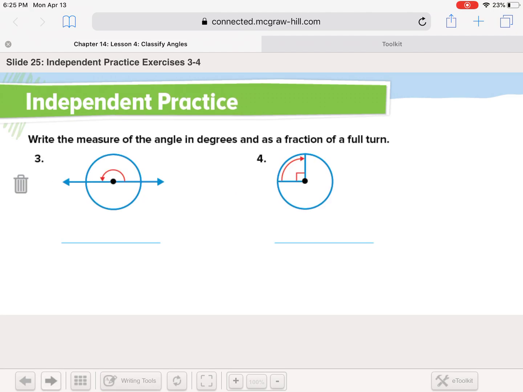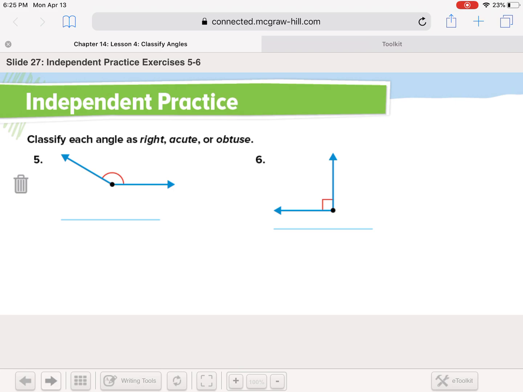All right, so with independent practice, what you are going to be doing is working on problems 3, 4, 5, and 6 independently. Think back to those key concepts. Please review the vocabulary. It will help you with this assignment.